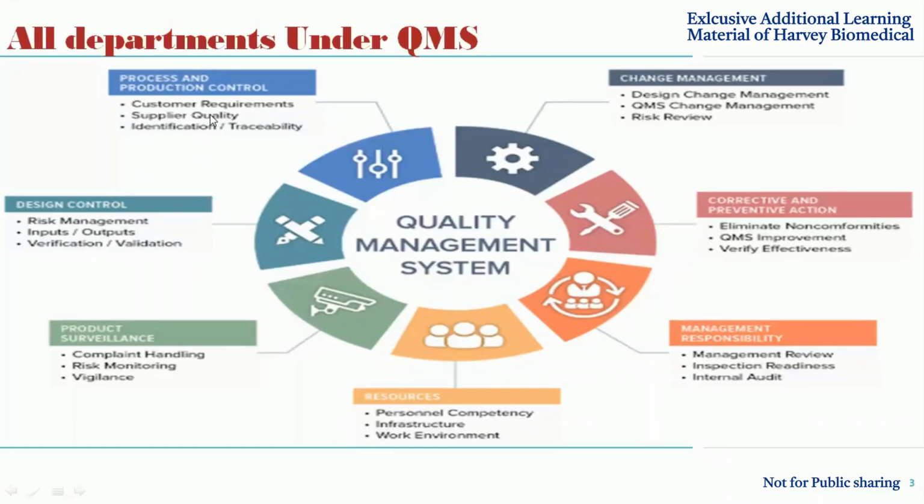Process and production controls. Once the design is developed, we have to go with the customer requirements. It means as per the customer requirement, we have to check whether the design is established or not, and whether the inputs and outputs are coming properly or not.